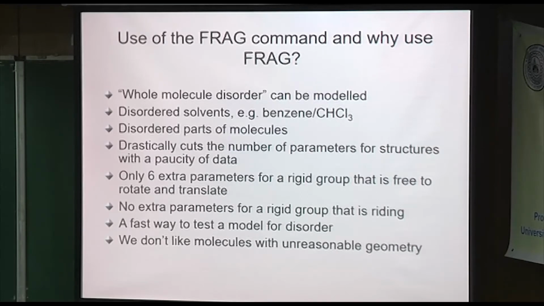Whereas if you have lots and lots of atoms, then each atom contributes usually a minimum of 4 parameters, and so on. So you don't make any extra parameters for a rigid group. It can either be riding on some other atom, like rotating around a bond, or it can be freely rotating in the structure. Those are 2 different ways. And so we do this to avoid unreasonable geometry. And sometimes it's just done because it's a part of the structure you can't model easily.